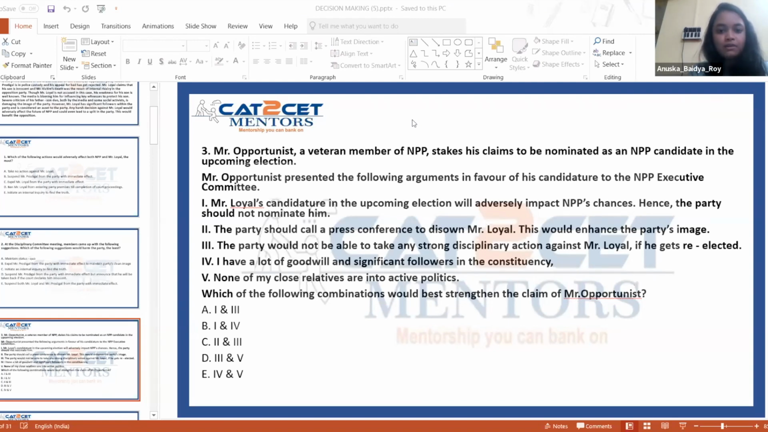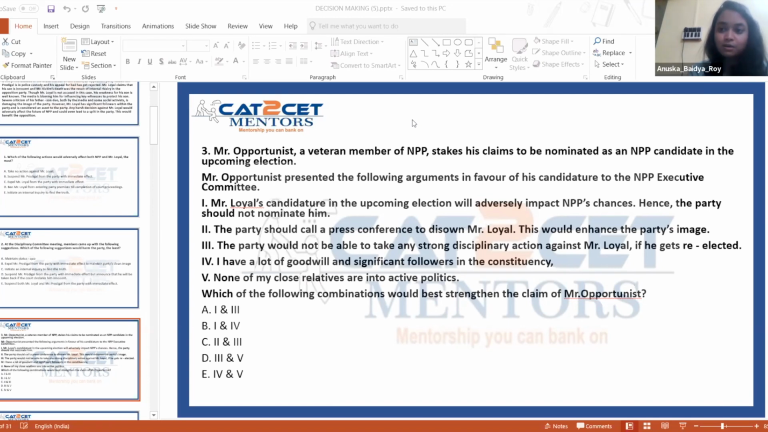3. The party would not be able to take any strong disciplinary action against Mr. Loyal if he gets re-elected. Again, when I compare 1 and 3, which one is a better option? Right? When I compare 1 and 3, he is saying that the party will not be able to take any strong disciplinary action against Mr. Loyal if he gets re-elected.